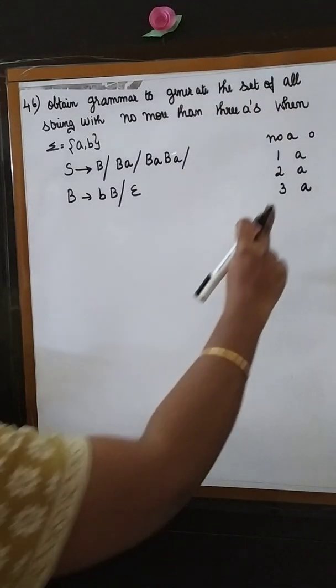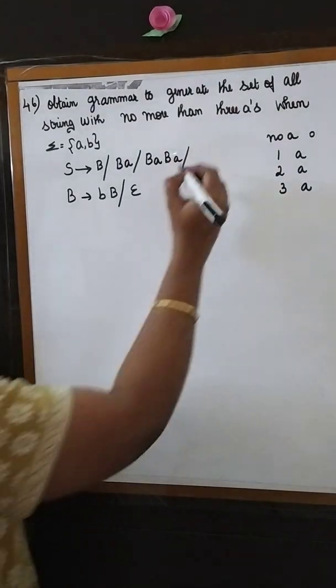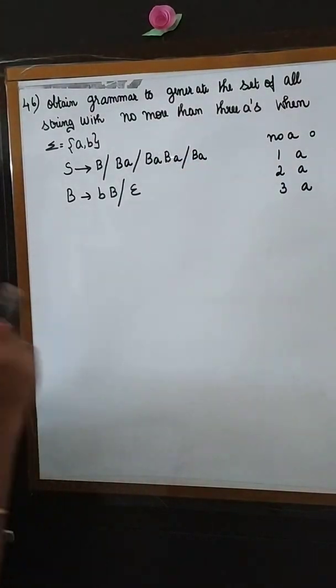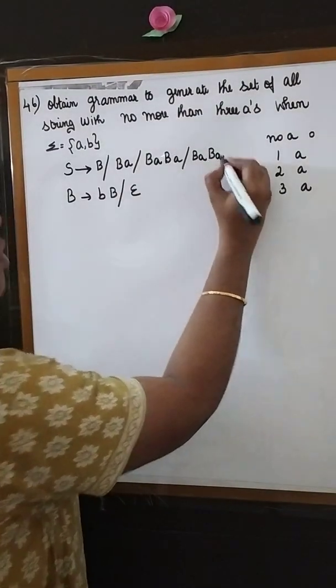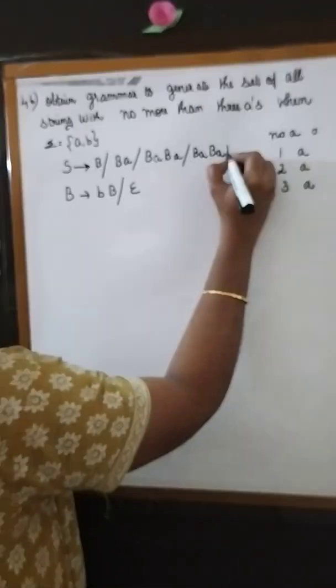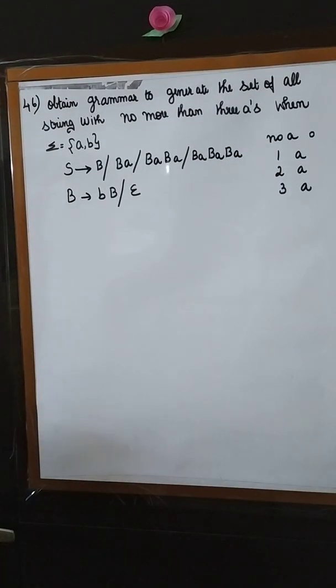Next they told you, you can have 3 A's. So I am going to write B for n number of times followed by 1 A, and then B for n number of times followed by 1 A, and then B for n number of times followed by 1 A. In this way you can do it. So this is my production, giving only this number of A's. So this is my 46th question.